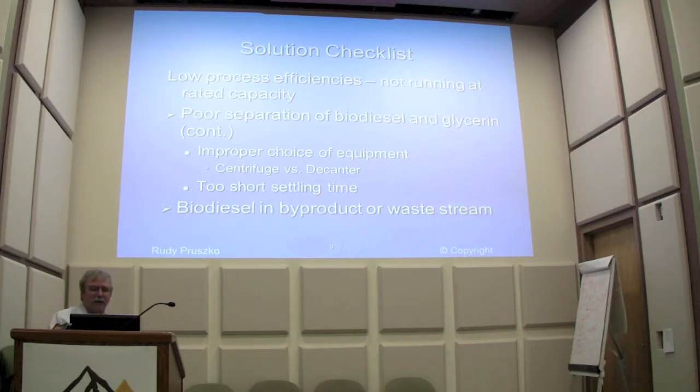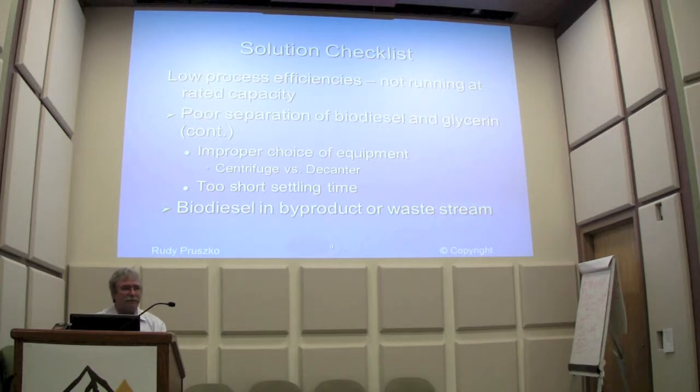The other thing could be an improper choice of equipment. People say, should I use a centrifuge or a decanter? Which is the best? It all depends. If you're continuous, you'll almost have to use the centrifuge to keep up with the process. But settling is a great way to go if you're a small producer and you're doing small batches. Sometimes centrifuges can create emulsions in the product because it's spinning at high speeds, and if you have a lot of soap, that could be a problem.